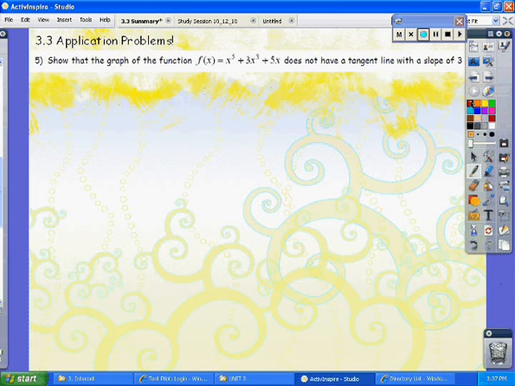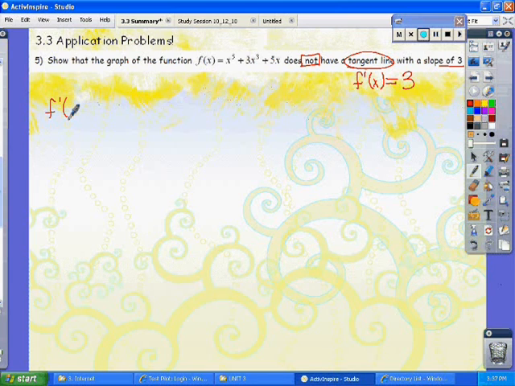So let's start off with: show that the graph of the function does not have a tangent line with a slope of 3. So I see the word tangent line. That tells me I've got to find f prime of x, a slope of 3, but it does not. So if it was 3, we would set it equal to 3. You want to show that that can't happen.